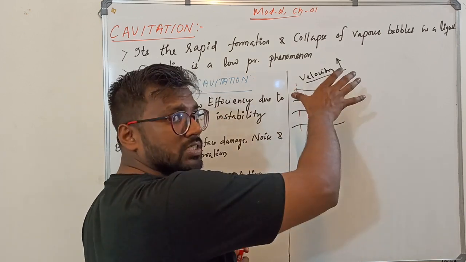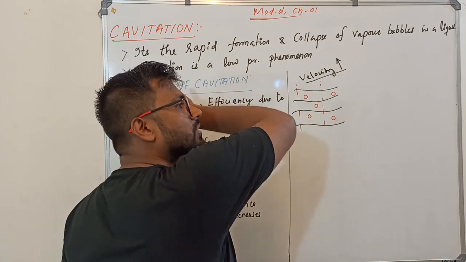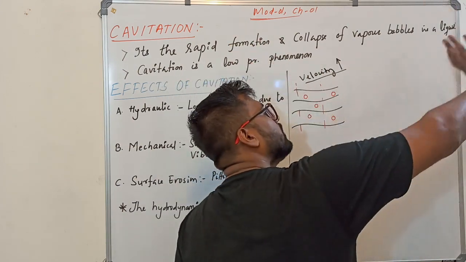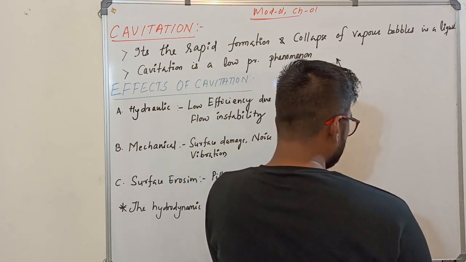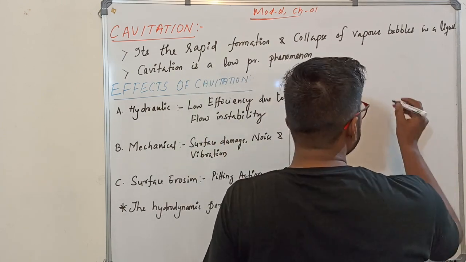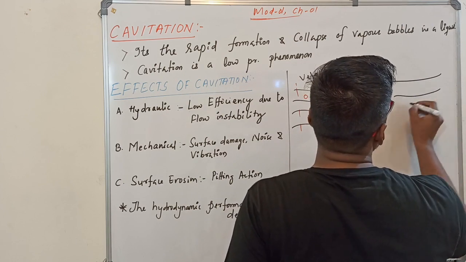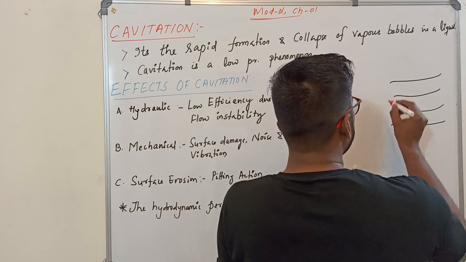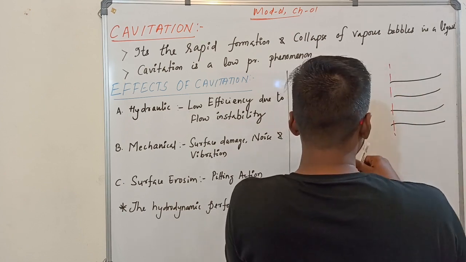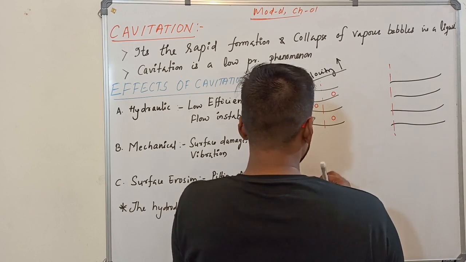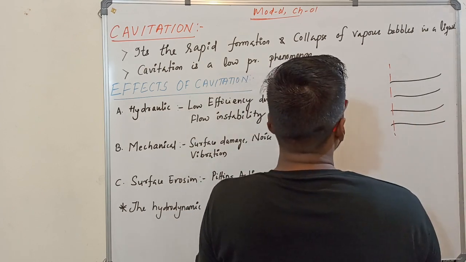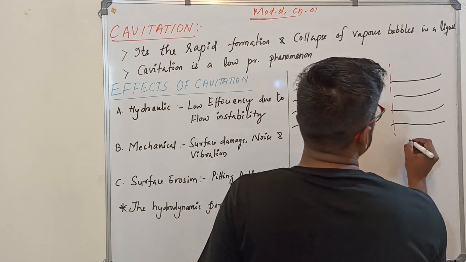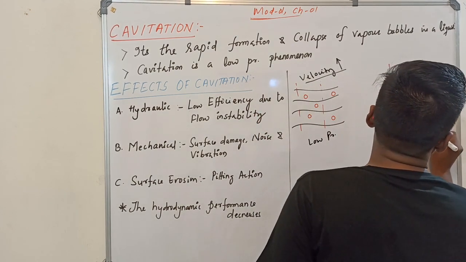So you have high velocity. So this liquid will carry these bubbles forward. Now what happens? You came into a place where the velocity is less and the pressure is more. So this is your high velocity, low pressure region, and this is your low velocity, high pressure region. This is your low pressure region. This is your high pressure region.